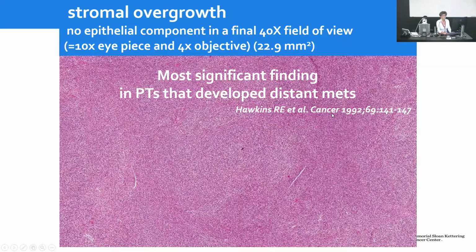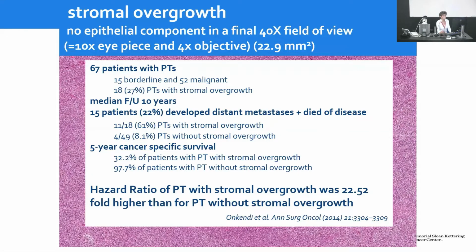So is it still true today? Well, indeed it is. This is a study on 67 patients with phyllodes tumor. 15 were borderline, 52 classified as malignant. 18 of these tumors had stromal overgrowth. They were followed for a median of 10 years. 15 patients, 22% of the whole group, developed distant mets and died of disease.